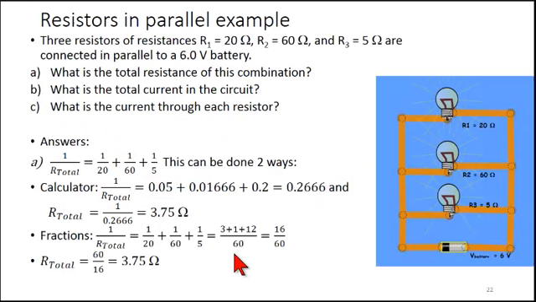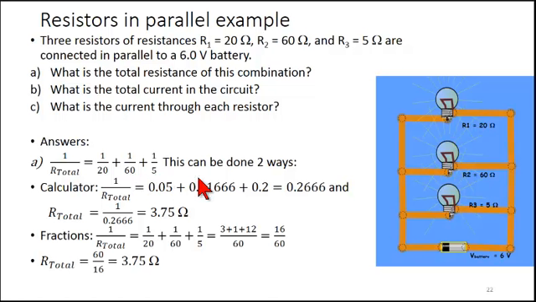So here's an example of that. We have 3 resistors, 20, 60, and 5 ohms. They're all connected in parallel to the battery, so that's a 6 volt connection. And so the first question is, what's the total resistance of this combination? So the way we find it, as I said, we take the inverse of these things, so 1 over 20 plus 1 over 60 plus 1 over 5.